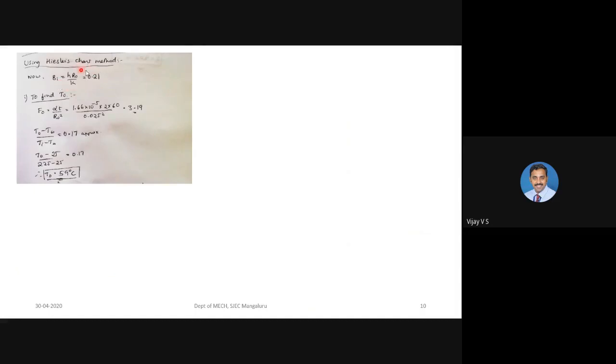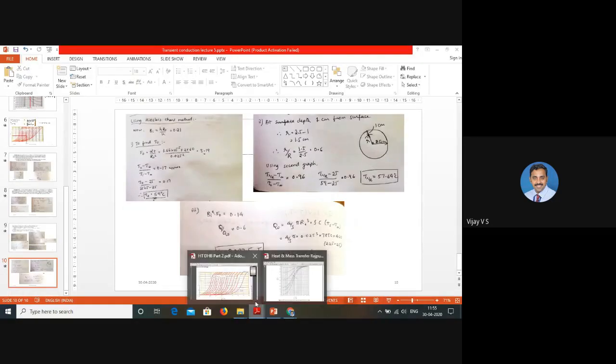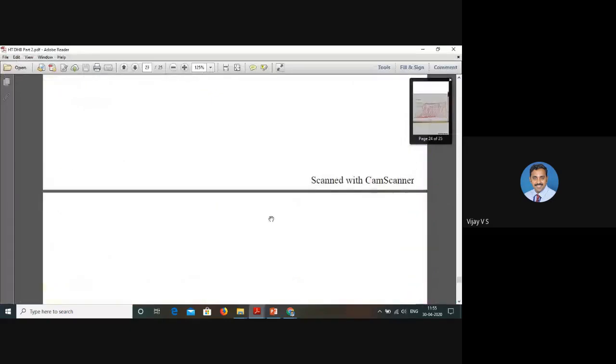For the chart method, Biot number is hR naught by K, so it is 0.21 I get, correct? Yes, a little more than 0.1 now. The Fourier number will also vary, because R naught square is used, so it is 3.19. Now for Biot number 0.21 and Fourier number 3.19, if I go to the graph, again it is a sphere, right? So for the sphere, remember those values.